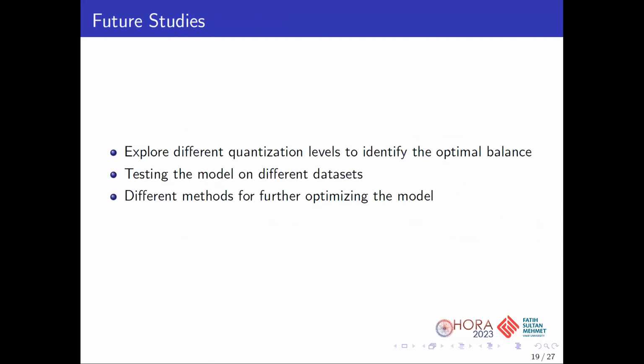There is an exciting scope for further research in this field. Future work could explore different quantization levels to identify the optimal balance between accuracy and computational density. We also recommend testing the model on different datasets and in various contexts to assess its performance and adaptability. Lastly, alternative methods for further optimization, such as different training algorithms or optimization techniques, could be explored to enhance the model performance.